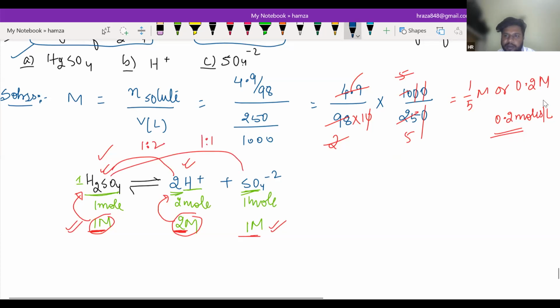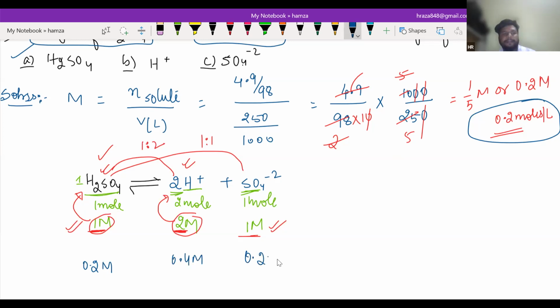Now see, we have the actual molarity of H2SO4, 0.2 M. So we know that for 1:2, it will be 0.4 M, and for the 1:1 ratio, it will be 0.2 M. And if you have any problem in this, please let me know.